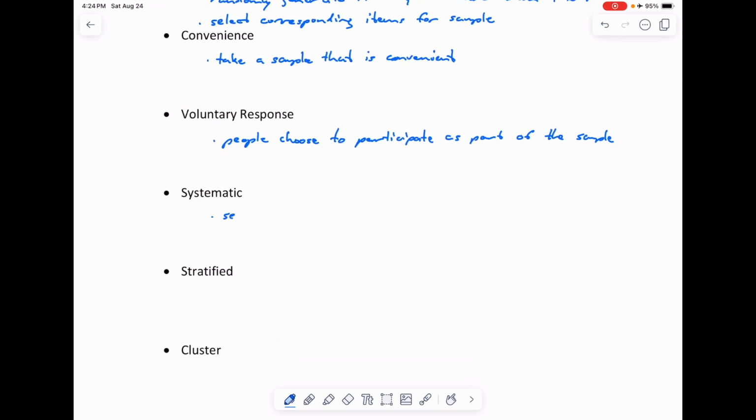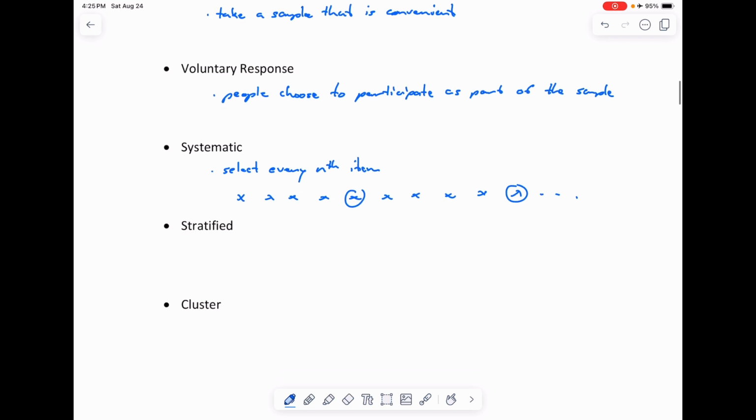All right, systematic. This is where we select every nth item. So a lot of times you'll see this more in manufacturing, for example. As parts come off of the line, whether it's a part or a finished product, maybe every fifth element is selected. Okay, and then this is quality control. Every fifth car that comes off the line, they're doing a comprehensive test on that to make sure that everything is constructed well, is put together properly. That would be a systematic sample.